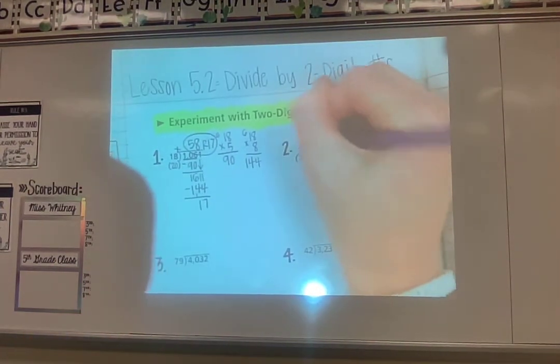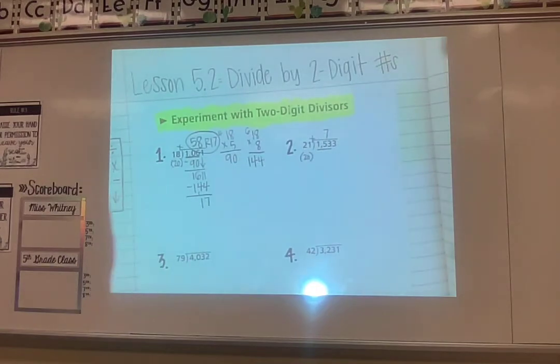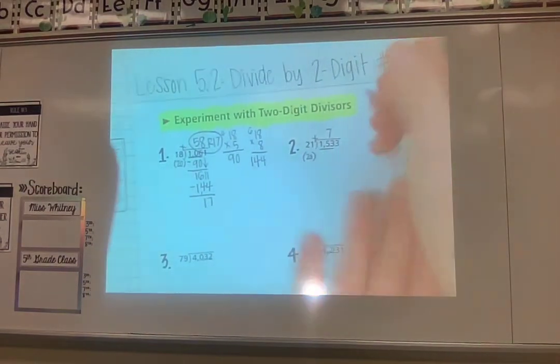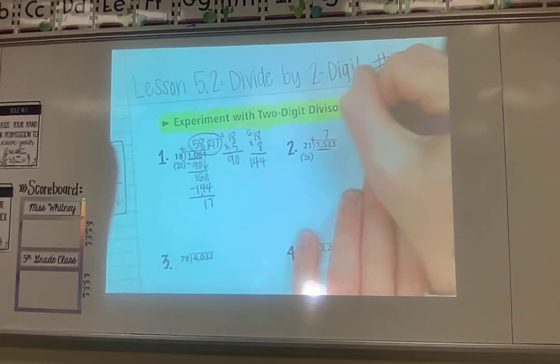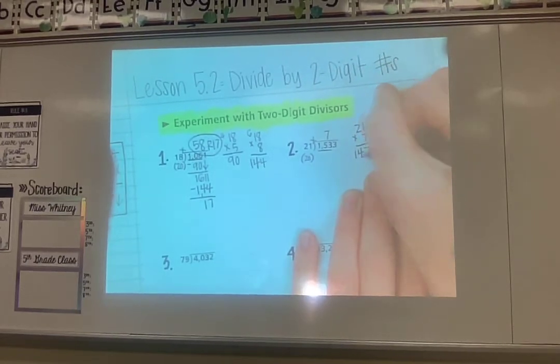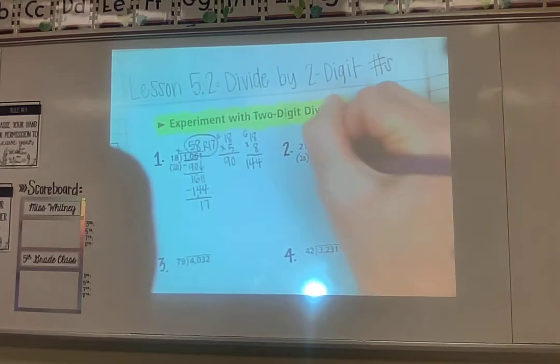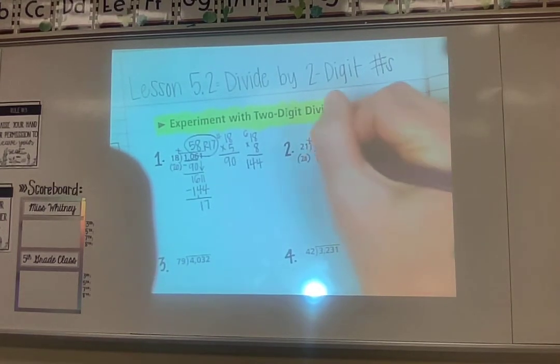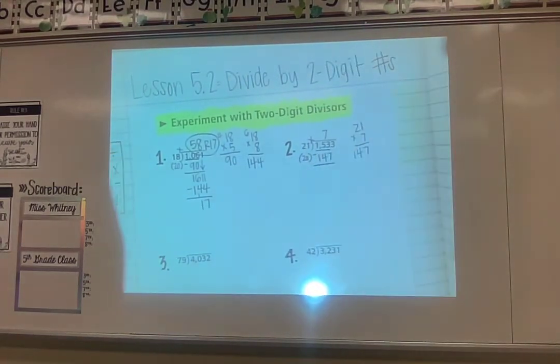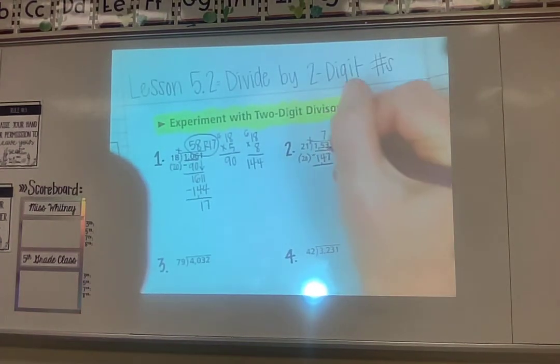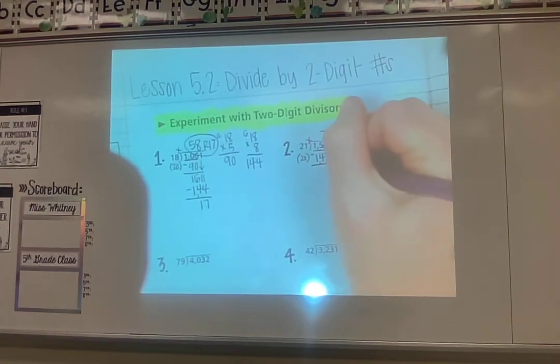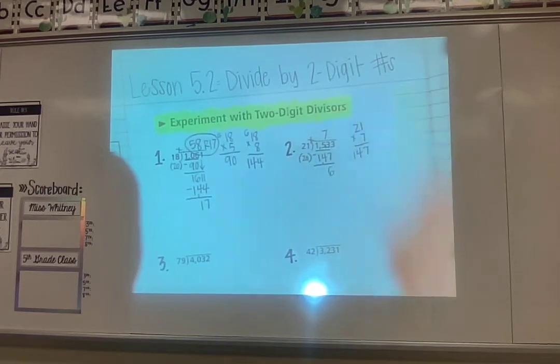Now I'm ready to multiply, but remember, my number is not actually 20. It's 21. So I'm going to do 21 times 7. That's a 7. That's a 14. So 147 is what I'm going to subtract right here. Do some subtraction. I got a 6. And that's it.